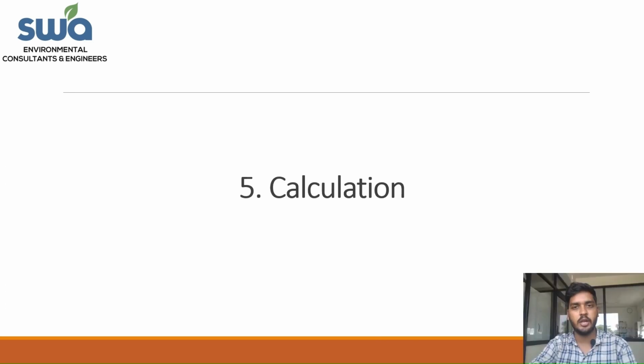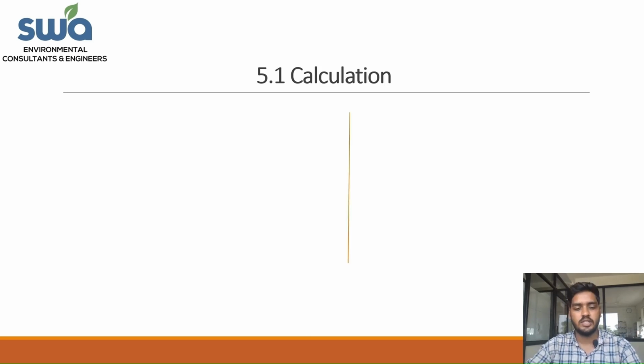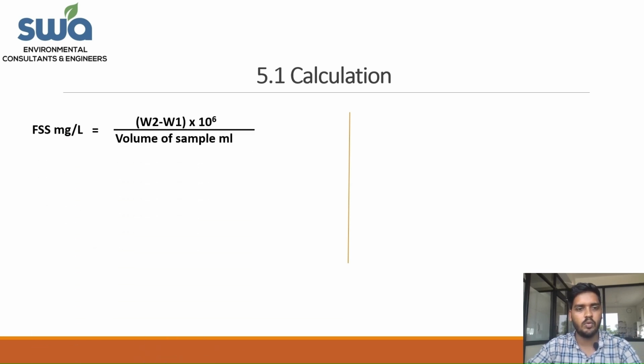Now let's understand the calculation of volatile suspended solids and fixed suspended solids based upon the pre-weight and post weight of the crucible. So now let's see the calculation of VSS and FSS. The formula of calculation is FSS in milligram per liter is equal to (W2 minus W1) multiplied by 10⁶ divided by the volume of sample taken. The sample taken was 50 ml. We will use that 50 ml again here.